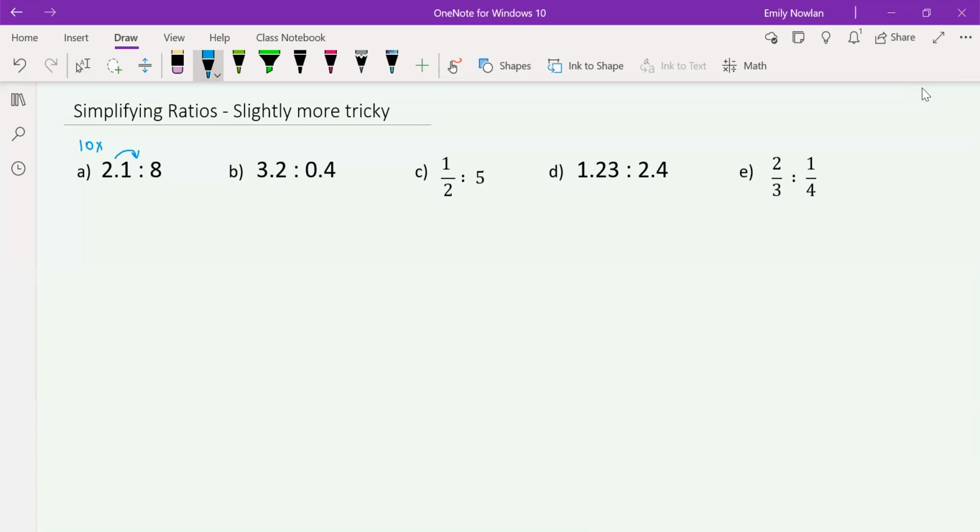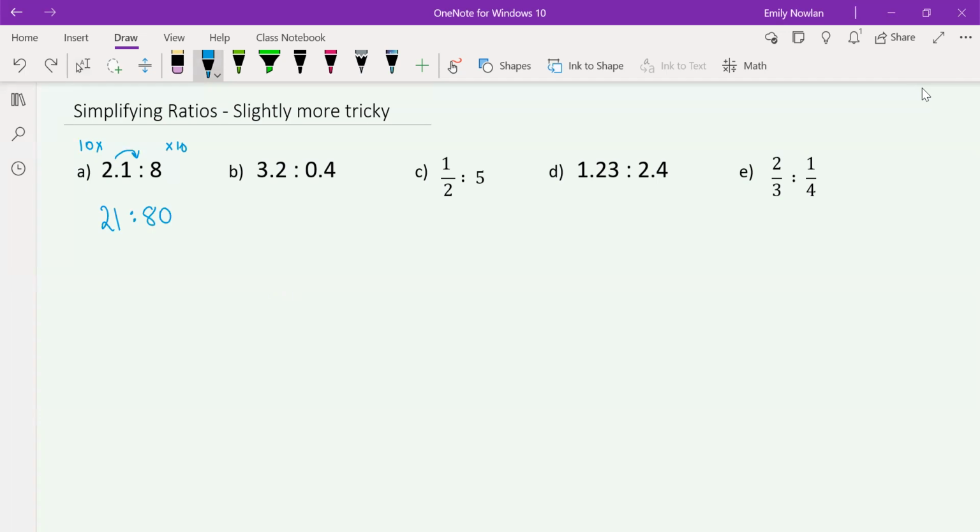But it's a ratio, so what we do to one side, we've got to do to the other, keep it all even. So we have to times the other side by 10 as well. So 2.1 times 10, we move the decimal point over, it becomes 21. And 8 times 10 becomes 80. And then you can check on your calculator, 21 over 80 on the fraction, make sure it doesn't simplify. 21 over 80. No, doesn't simplify. That's it. That's as much as it goes.